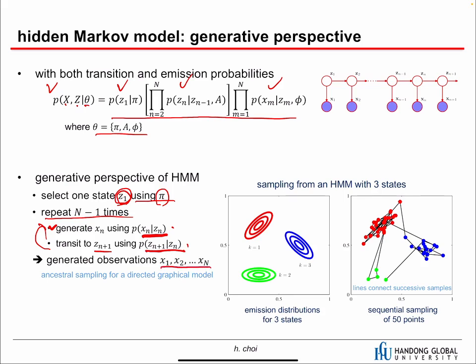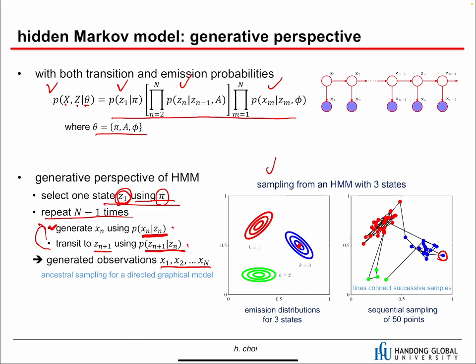So here's an example. When we have three states, first we can select one state. For example, let's say we are at state 3. So now we are here. From this state, we have to generate one sample. Since the emission probability for this state looks like a Gaussian distribution, let's say we have a Gaussian distribution for each emission probability. Then from this Gaussian distribution, we generate one sample. Let's say this is one sample.